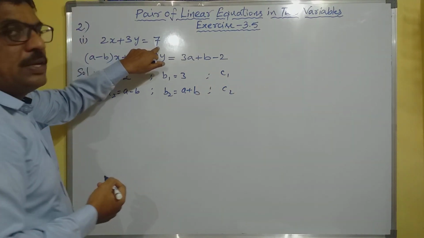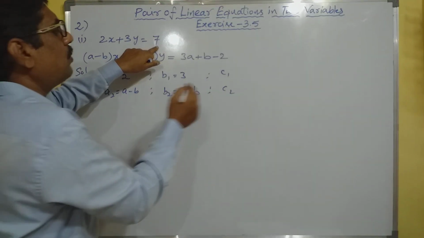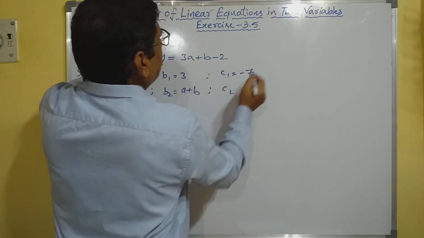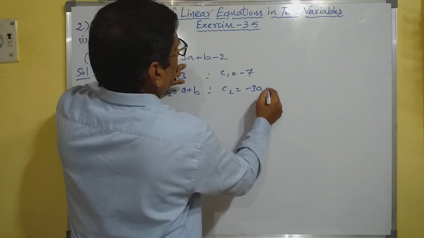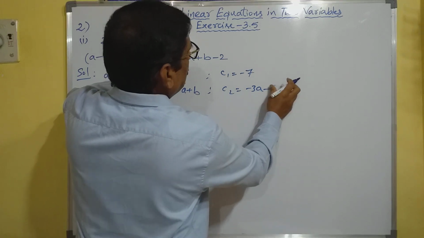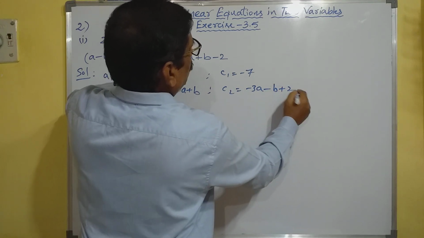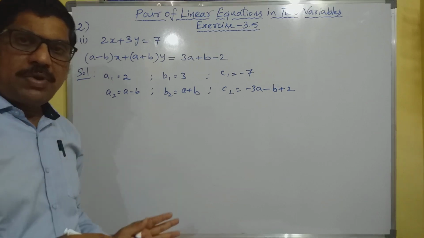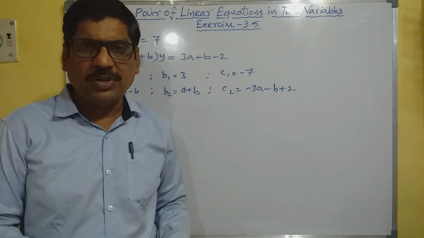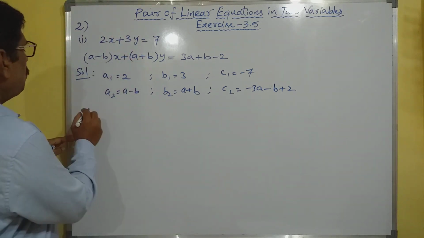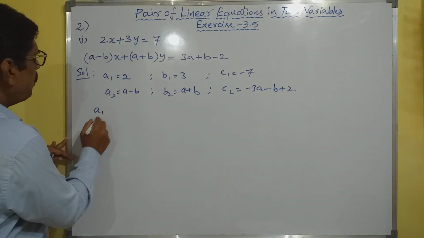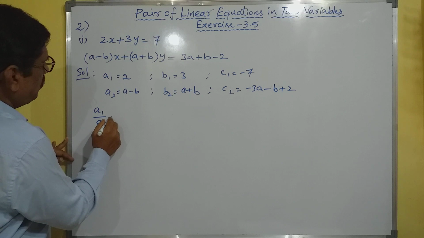Here c1, 7 is in the RHS. If you take it to LHS, it becomes -7. Here this also, if you take it to LHS, this becomes -3a, minus b and plus 2. And these are a1, a2, b1, b2, c1, c2 of the given pair of linear equations. Let us check the ratios between a1 and a2, b1 and b2, and c1 and c2. What is a1 by a2?